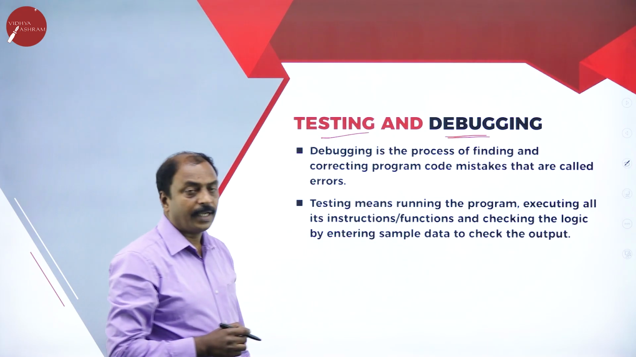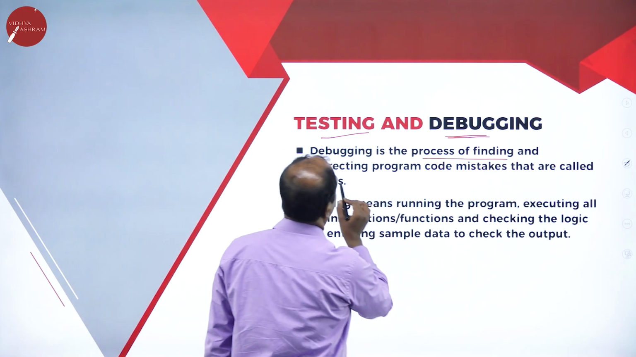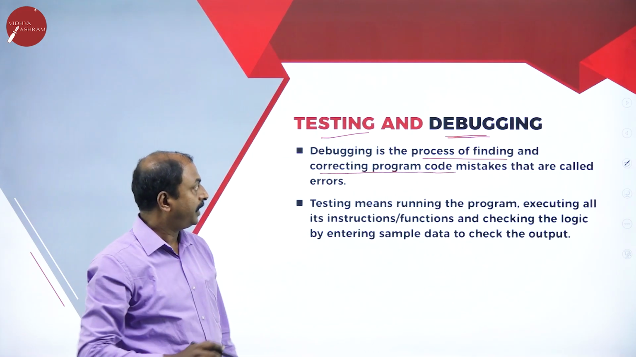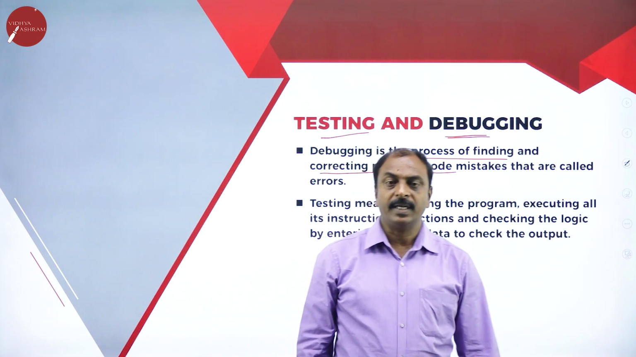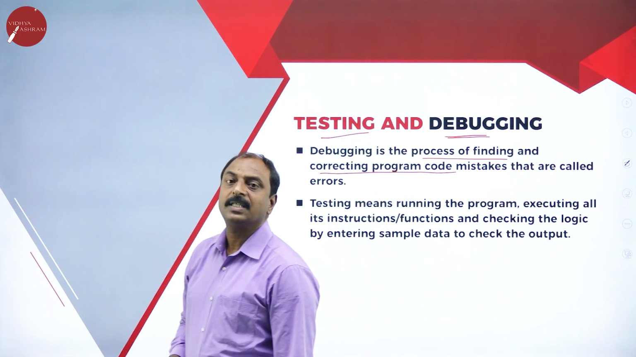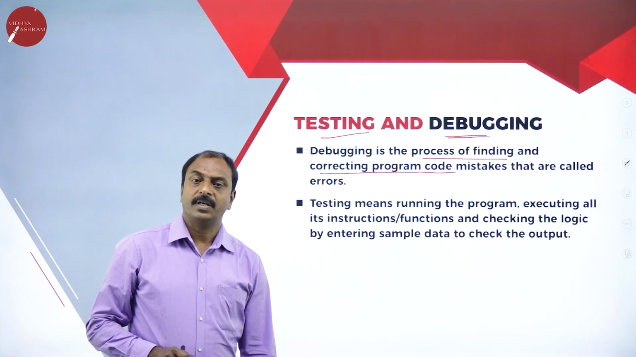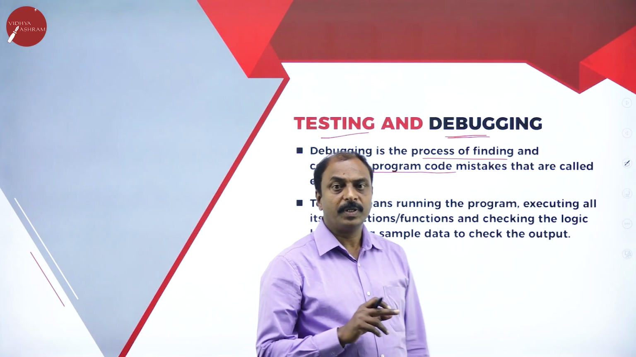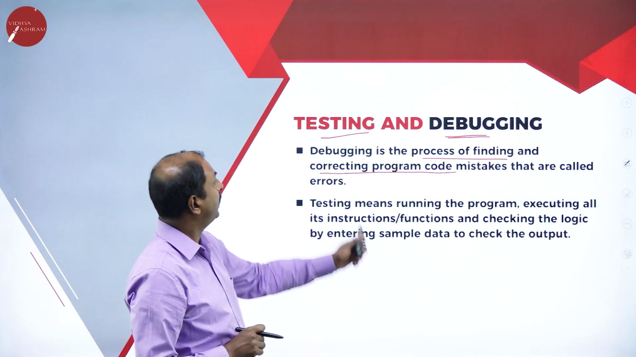So what is debugging? Debugging is the process of finding and correcting program code mistakes, which are called errors. In other words, debugging is nothing but correcting the errors in our program. First we have to find out where the errors are in our program, and those errors have to be rectified. That is nothing but debugging.